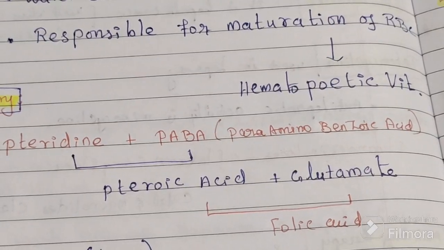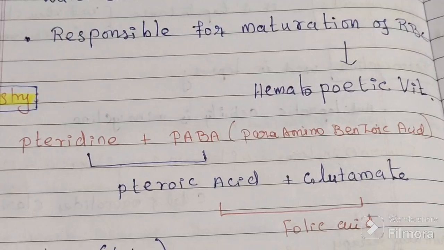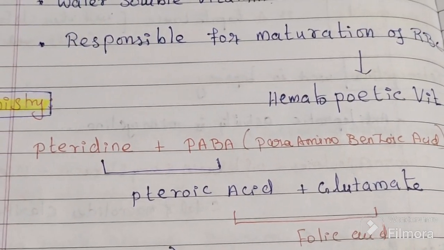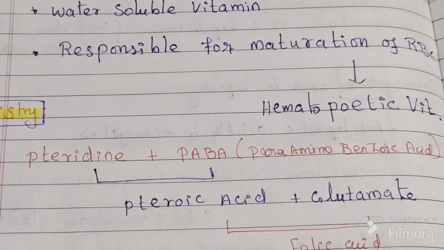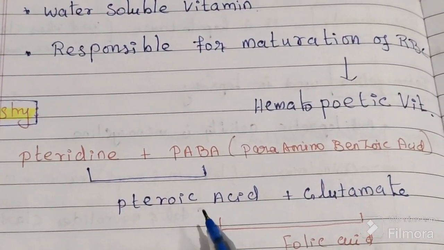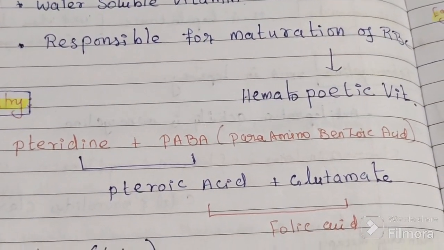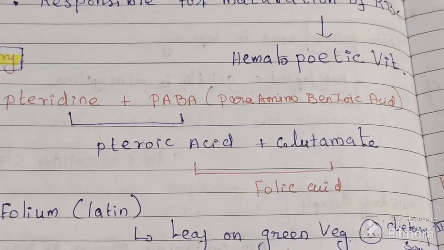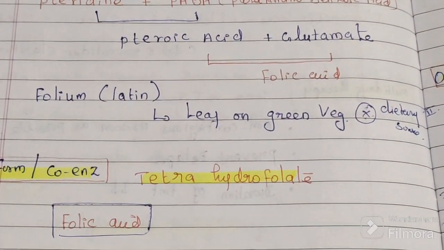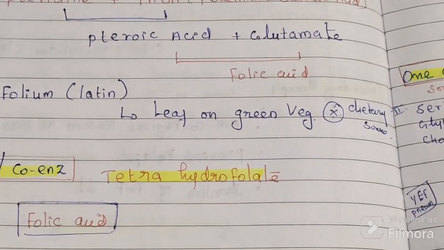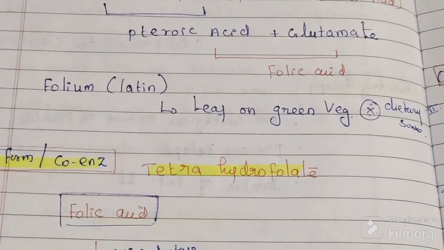The name is given from the Latin word folium. Folium means leaf of green vegetables. So this pteridine plus PABA is called pteroic acid. This pteroic acid combined with glutamate to form folic acid. An important dietary source of folic acid is green leafy vegetables. That's why the name is given folic acid.